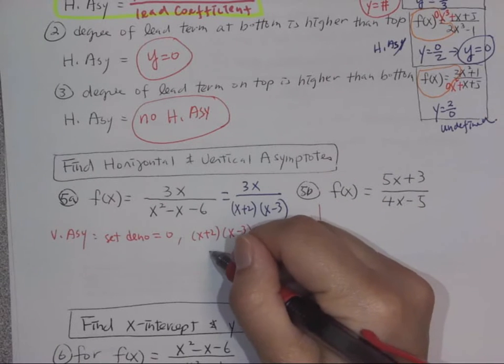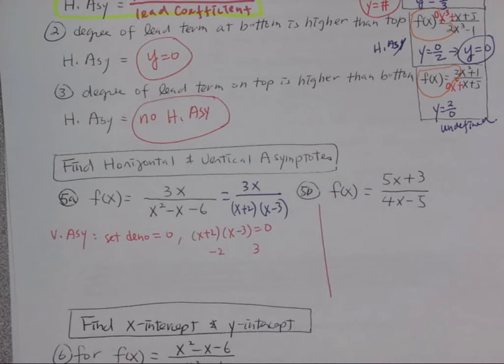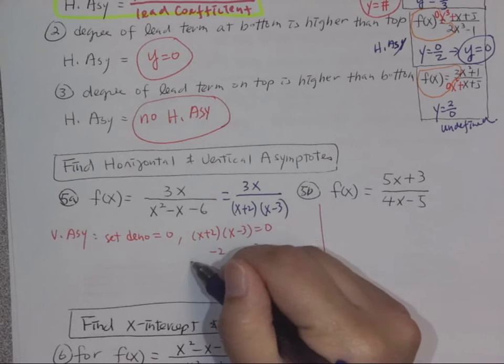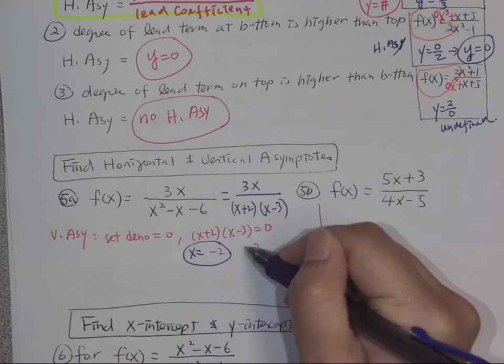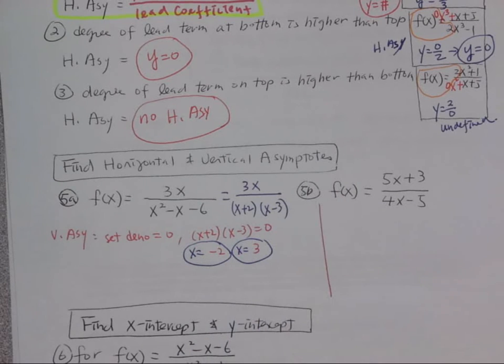So if you just say negative 2 and 3, that's not quite right. We need to have x equal to negative 2, x equal to 3. Are we okay with that? So those are your vertical asymptotes.